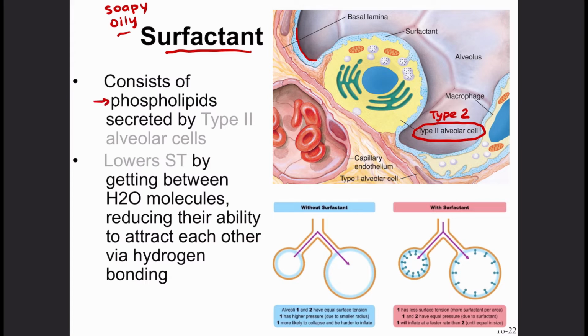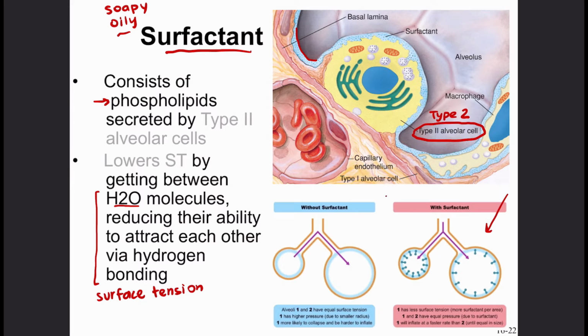And the way it works is that it gets in between these water molecules to reduce their ability to hydrogen bond to each other. And with that reduction of surface tension, it is going to allow for alveoli to stay open and to not collapse.